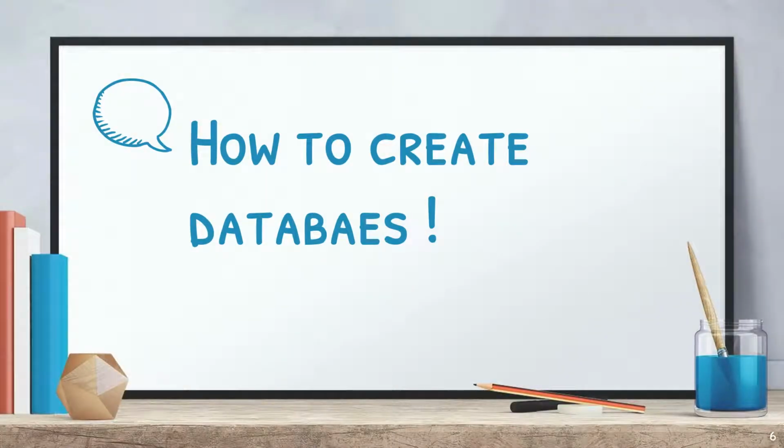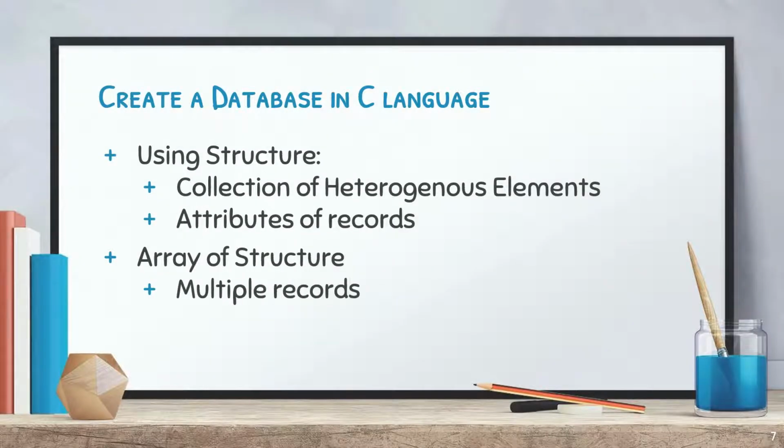Now, how to create the database in C? Yes, exactly. The database can be created in C by using a structure, because a structure is a collection of heterogeneous elements. As the student database holds different kinds of information, we can use a structure. The structure members are nothing but the different attributes of that structure. For ease of simplicity, we are also maintaining an array of structures because we are interested in maintaining the complete table.